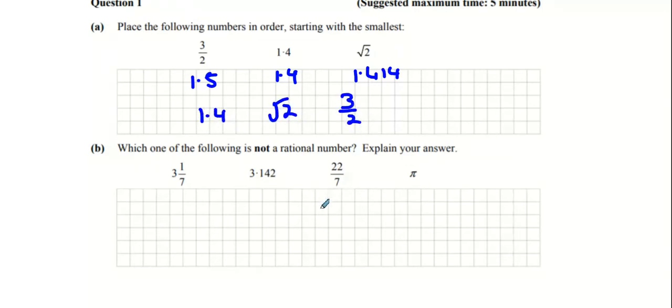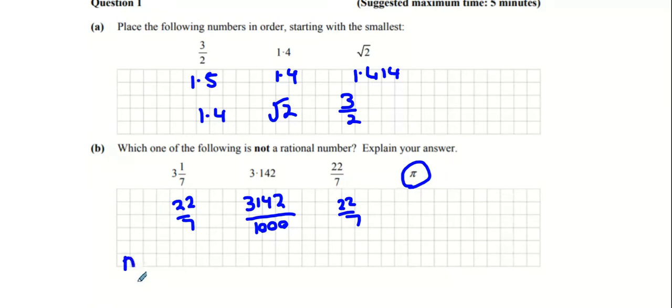over 2. Which of the following was not a rational number? Explain your answer. Just pi, and I'll explain the reason why. Any of them can be expressed as a fraction. 3 and 1/7 is 22 over 7. 3.142 is actually 3,142 over 1,000. That's a fraction. 22 over 7 is a fraction, and the only one that isn't a fraction is pi.